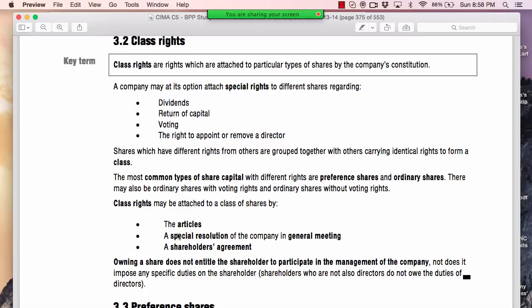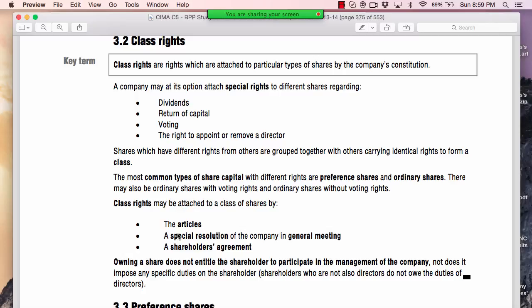There will be certain shares where you will have the right or power to vote on removing or appointing directors. These are some of the privileges we give the investors for investing in our company, right? So preference shares and ordinary shares are the most common ones.